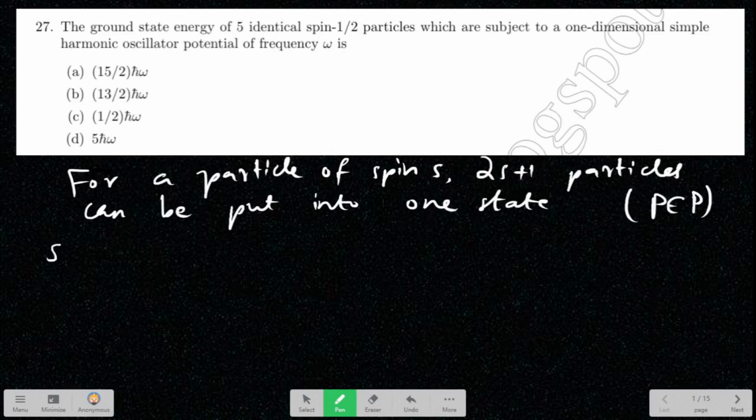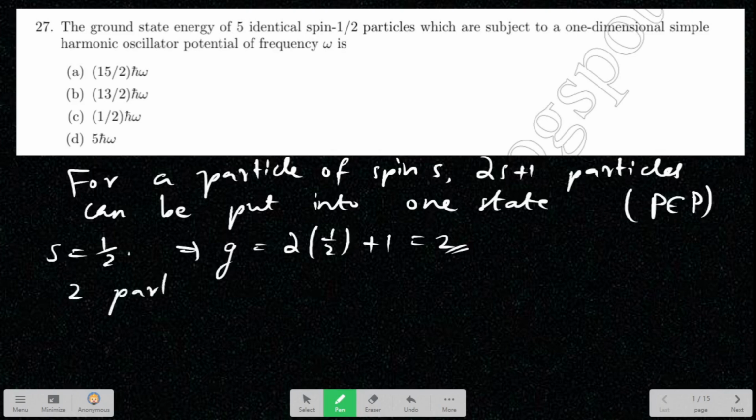In our case, S is equal to 1 by 2. This implies spin degeneracy G is equal to 2 into 1 by 2 plus 1, which is equal to 2. So we can put 2 particles per state. Maximum you can put 2 particles per state.